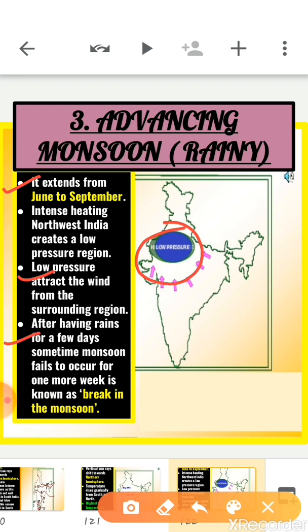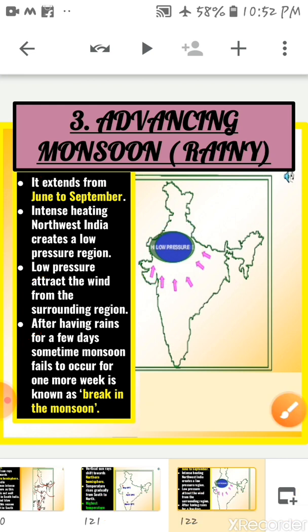After having rains for a few days, sometimes the monsoon fails for 1 or more weeks. This is known as a break in the monsoon. Clear? After having rains for a few days, if the monsoon fails to occur for 1 or more weeks, it is known as a break in the monsoon.